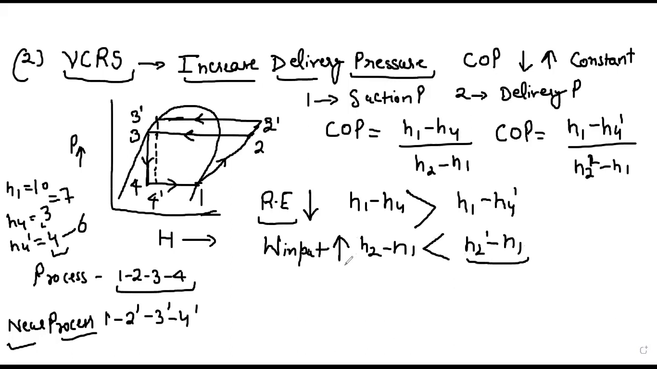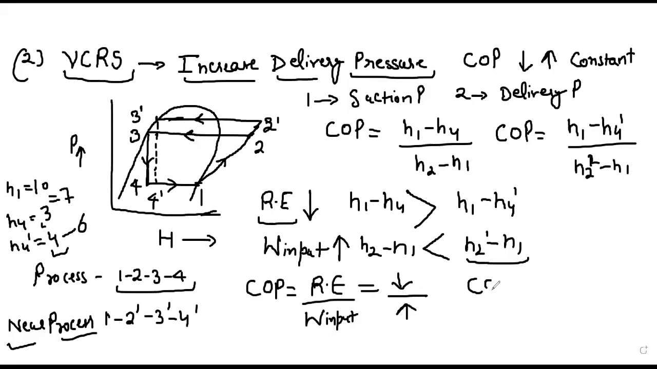So the value of work input is increasing. So if you just look at the value of COP, COP is what? It is refrigeration effect upon the work input. So refrigeration effect is decreasing, work input is increasing. So overall the value of COP will do what? It will decrease just like the last case.